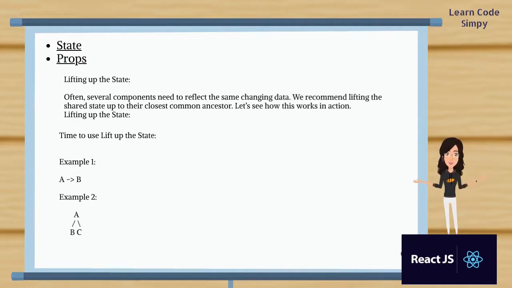So, time to use lifting up the state. If the data in parent and children components, or in cousin components, is not in sync, you can see there is an example. If we have two components in our app, A and B, where A is the parent of B, keeping the same data in both components A and B might cause inconsistency of data or might be confusing.